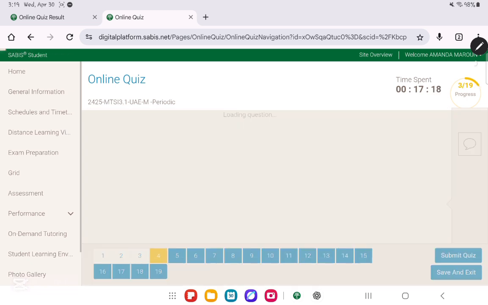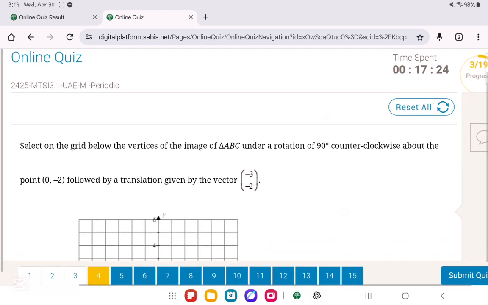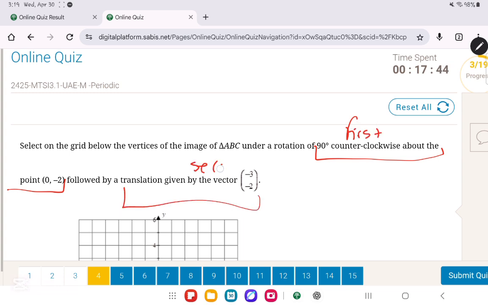We move on to question number 4. Question number 4 is a little bit tricky. It's very important, but it's going to be a little bit tricky. They said, select on the grid below the vertices of the image of triangle ABC under a rotation of 90 degrees counterclockwise. This is the first thing, about point 0 minus 2. Pay attention. They did not say origin. They said point 0 minus 2. So this is the first thing we're going to be doing. Then the second thing we will be doing, it is what? It is a translation given by the vector minus 3 minus 2.